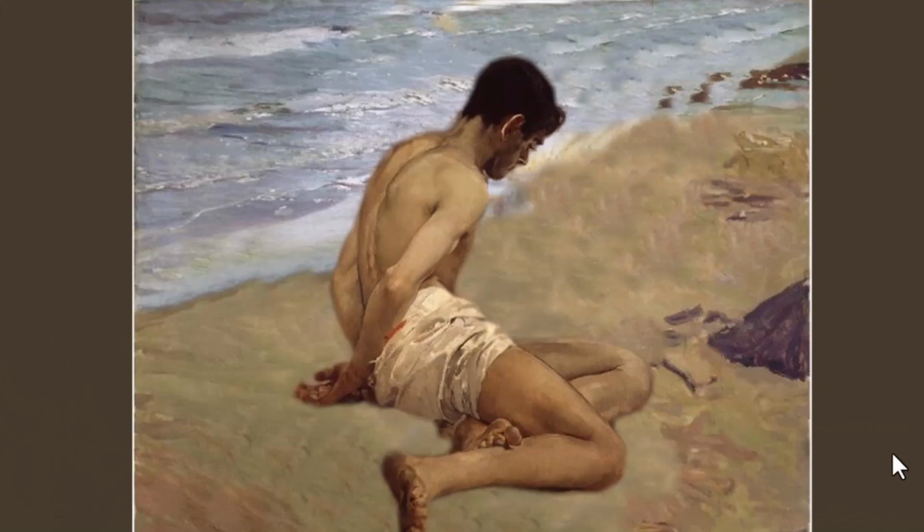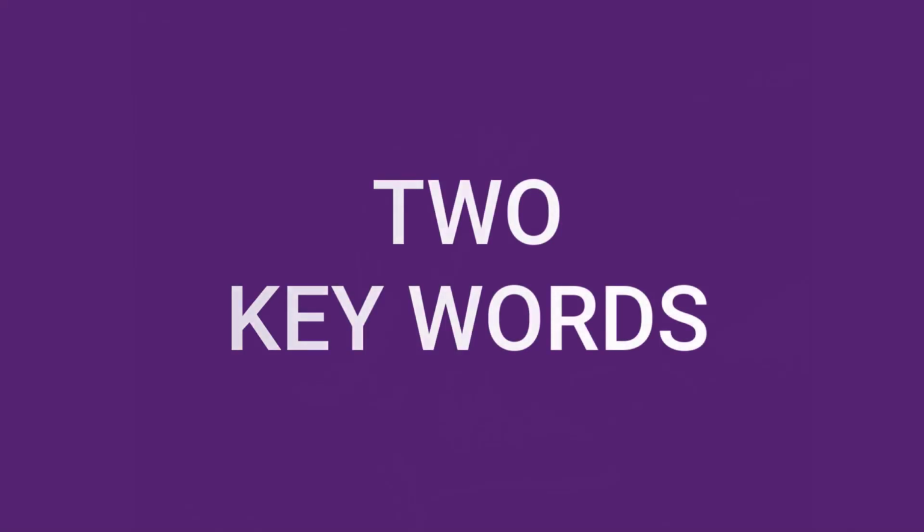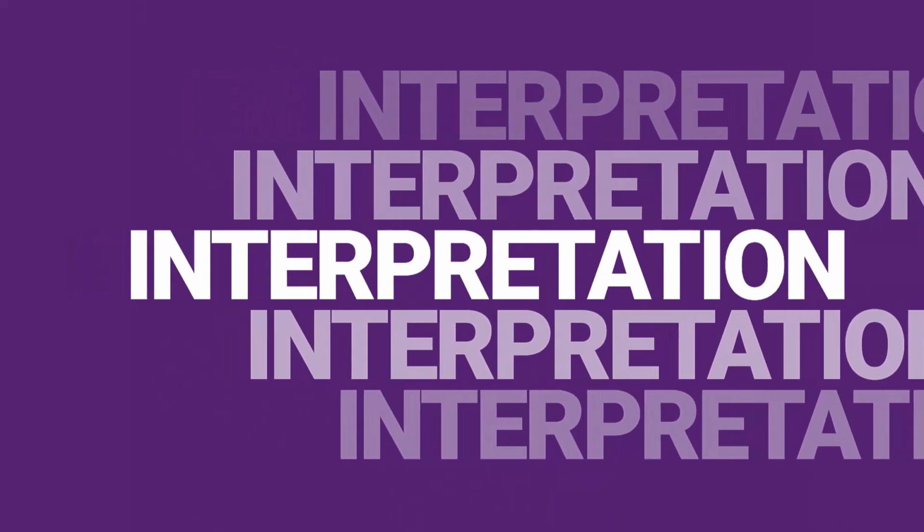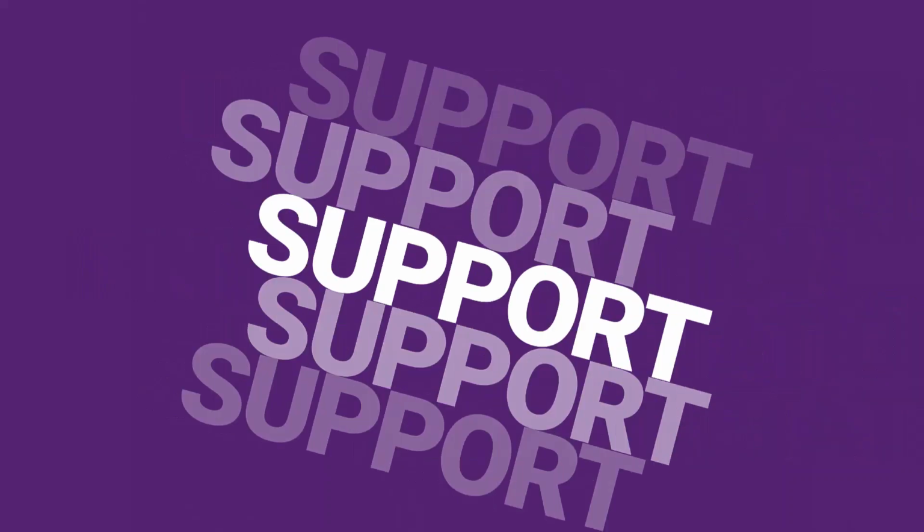a totally different interpretation. So I just used two key words there that tell us the role negative space plays in our painting: support and interpretation. The interpretation of the whole painting depends upon what we do within the negative space to support the rest of the images.